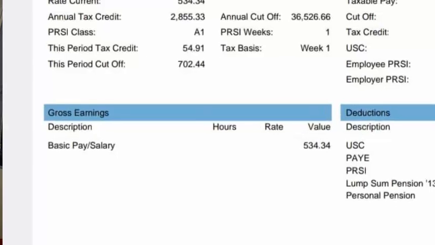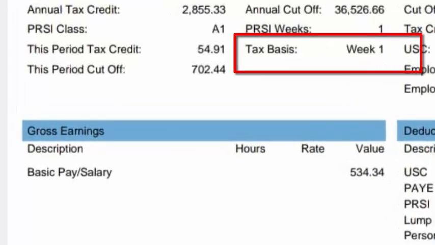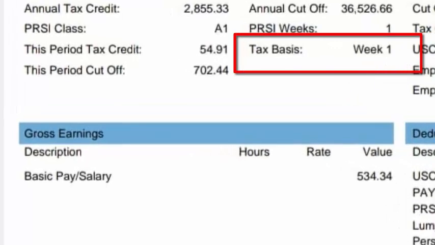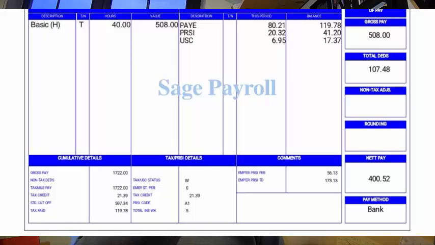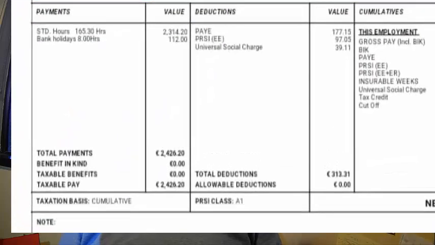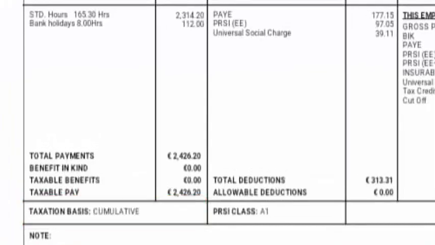A PAYE worker may receive a tax credit certificate on a week 1 basis, also known as the non-cumulative basis. This means that their employer will deduct income tax from their pay on a week-to-week basis. Yearly tax credits and rate bands are not backdated to the 1st of January and do not accumulate for each pay period. Employers cannot make any refunds of income tax that may be due until a cumulative tax credit certificate is issued.